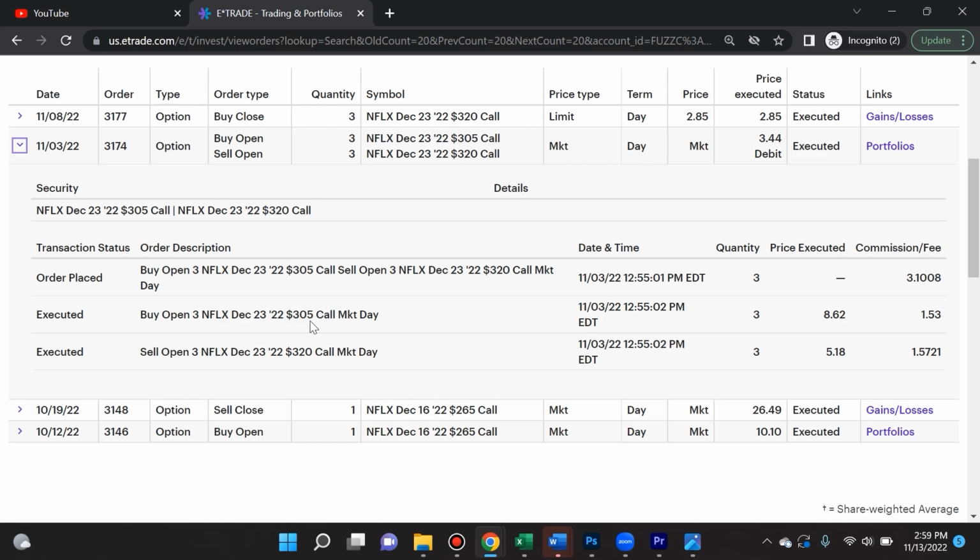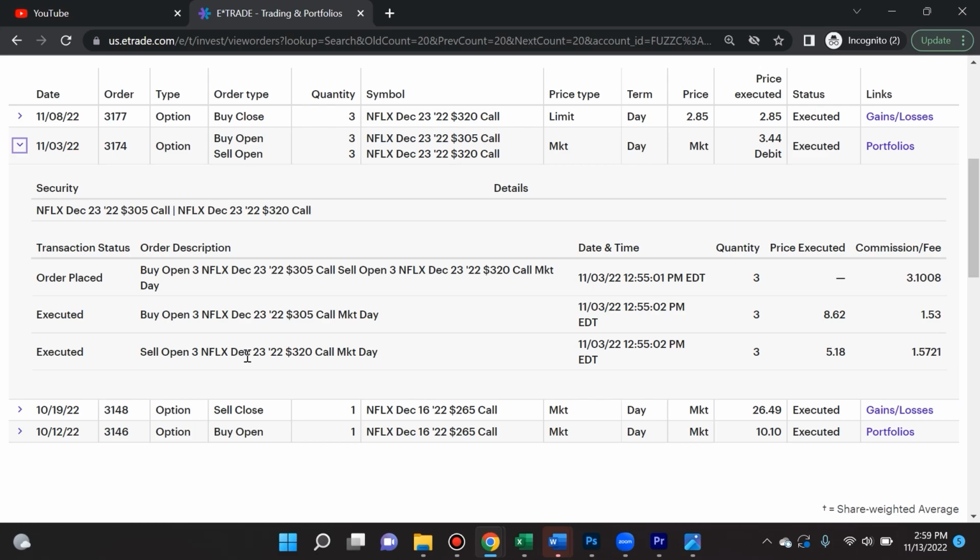strike price call options. That would have cost me $8.62. Now remember, an option contract, you have to multiply by 100. So actually one of these option contracts would have cost me $862. However, I sold call options as well, and that money went into my account.